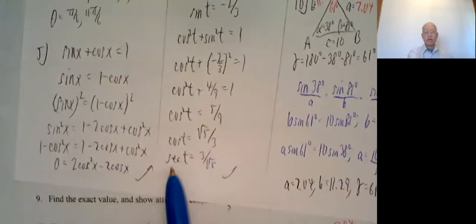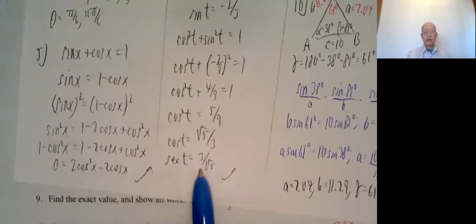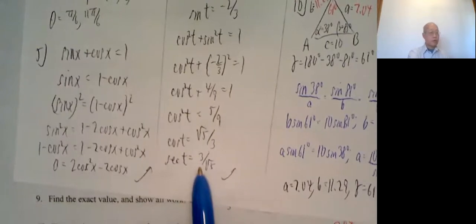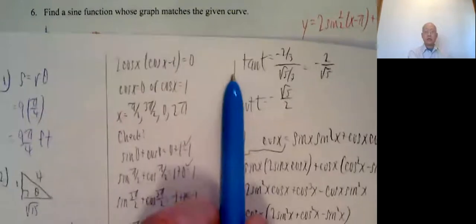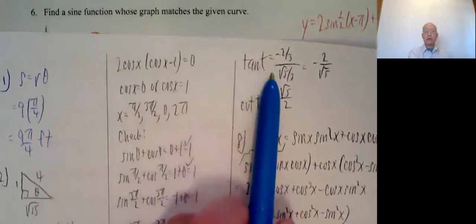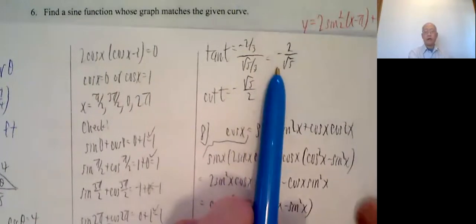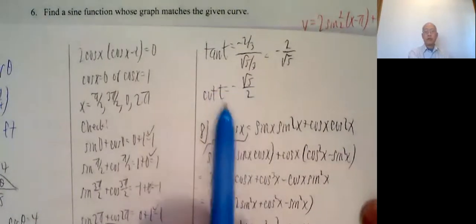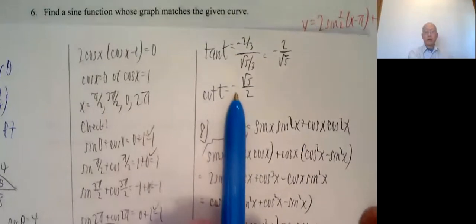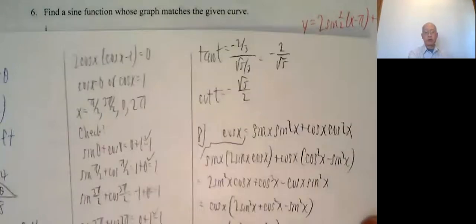Right? So that gives me secant of t, the reciprocal, 3 over radical 5. And then tangent t is sine over cosine, negative 2/3 over radical 5/3. The 3's cancel out, so negative 2 over radical 5. And flip it for cotangent, negative radical 5 over 2. So that gives us all the trig functions.